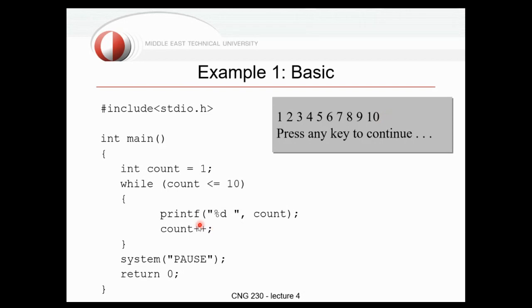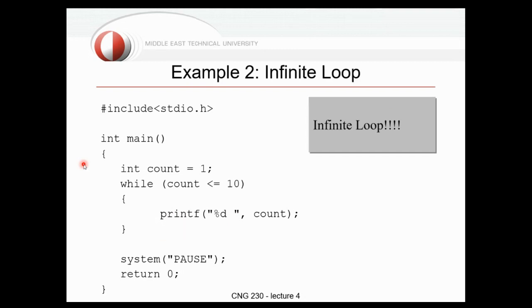Why is that? Because here we have printf before count plus plus. If it was, for example, before it, we may see other numbers that you don't see here. So these things we should be careful about. The order matters that you apply, you type these things inside your loop.